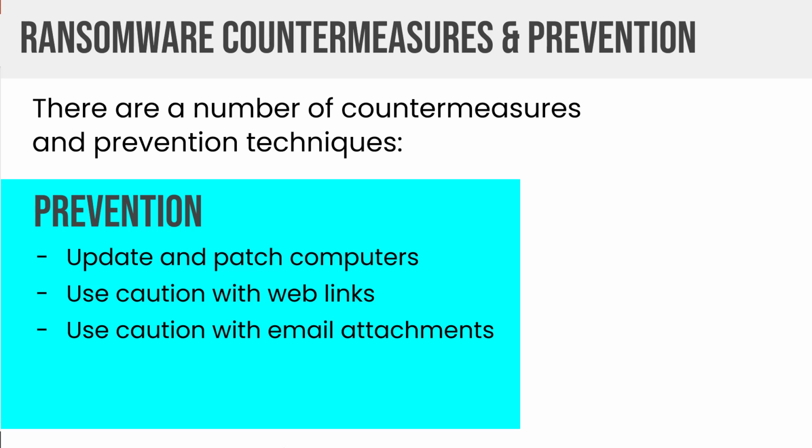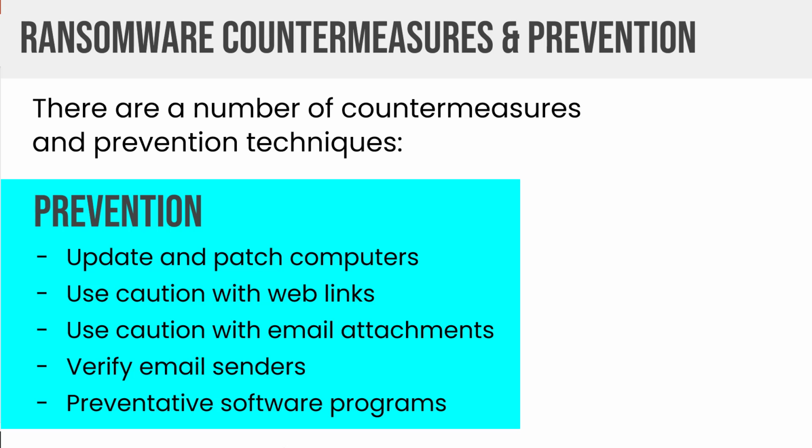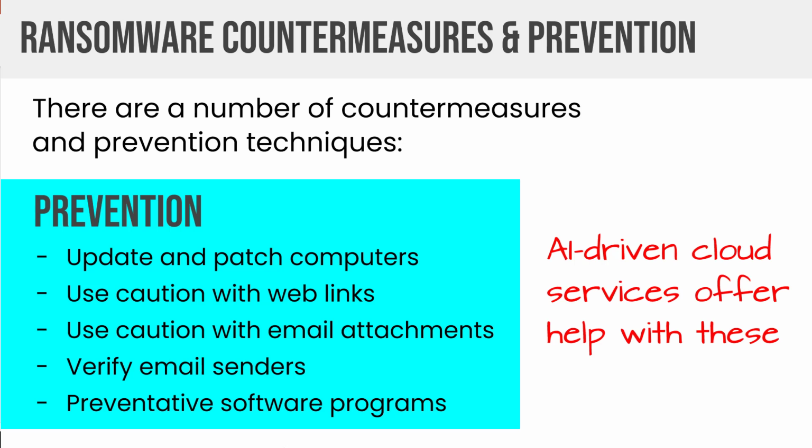Teach users to be cautious about email attachments, which means user awareness training. Verify your email senders. Preventative software programs. Basically your AI-driven cloud security services will often help with these sorts of protections. They'll be built in. If you're using something like Office 365 or G Suite, you'll have some of these capabilities built into the system.